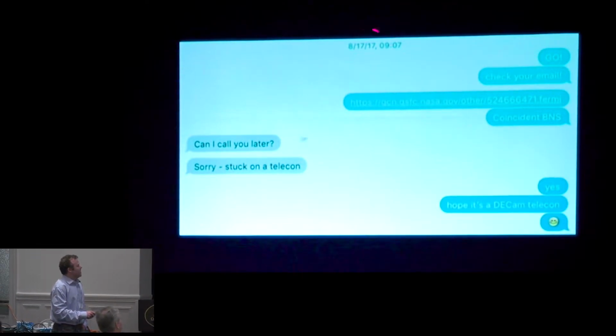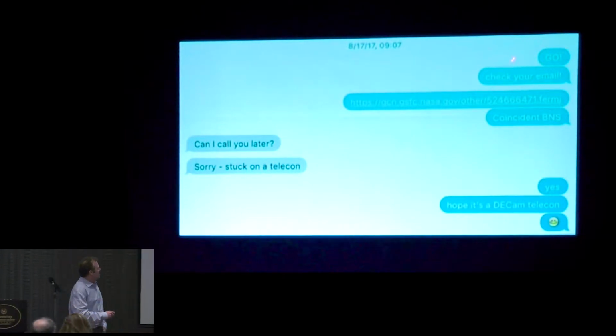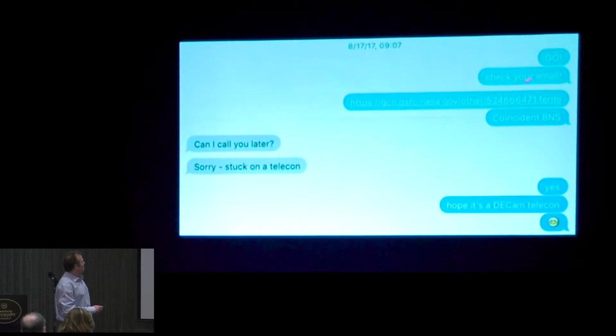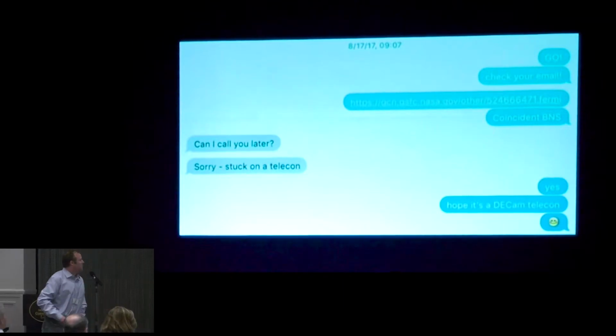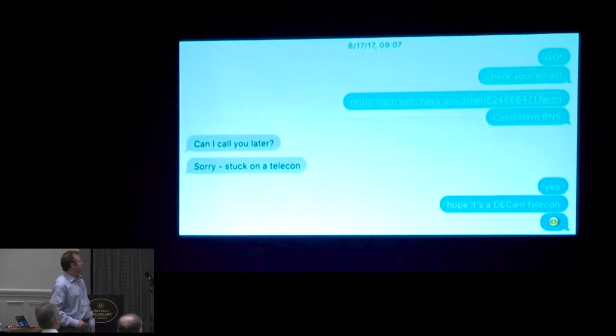So this was 9:07. It went out. This is a text message to an astronomy colleague of mine who may be in this room. It said, go check your email. This is the alert that went out: Coincident BNS. We knew we had a BNS extremely quickly.